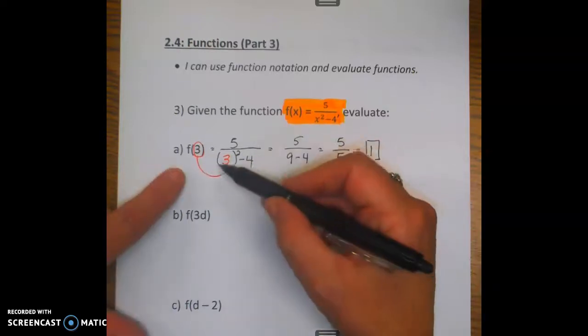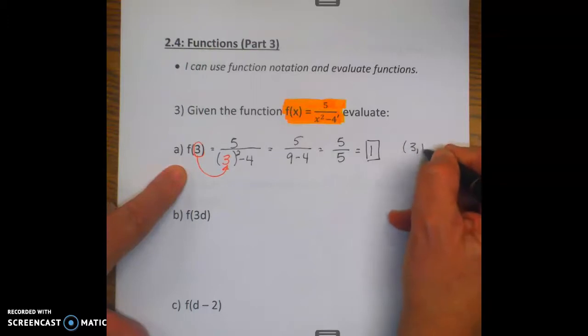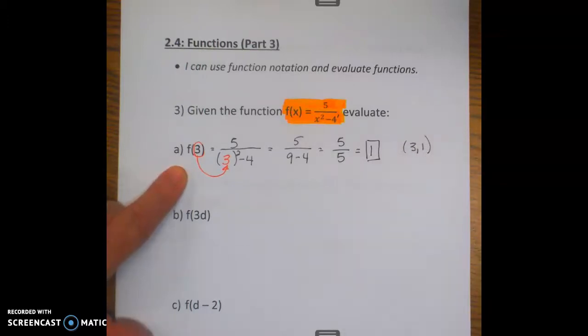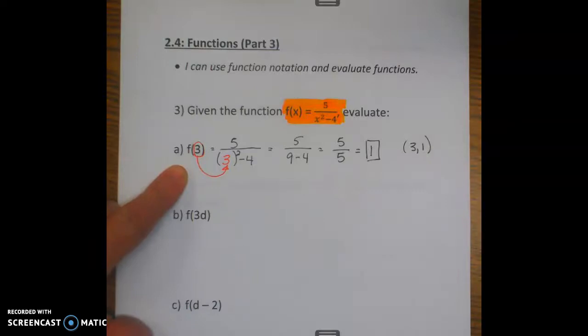So when x is 3, my y is 1. The ordered pair for this, if you had it, would be (3, 1), because x is 3 and my input is 3, my output is 1. That would be a different way of saying that.